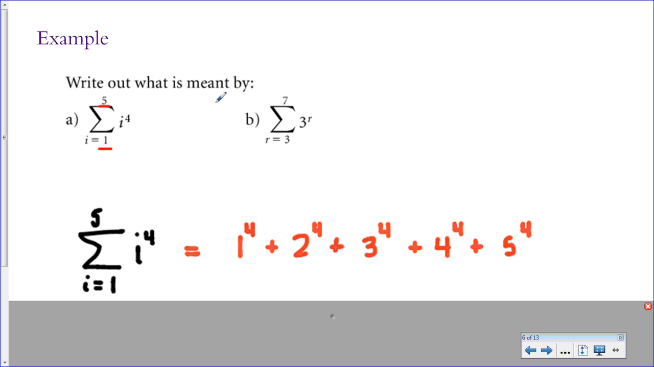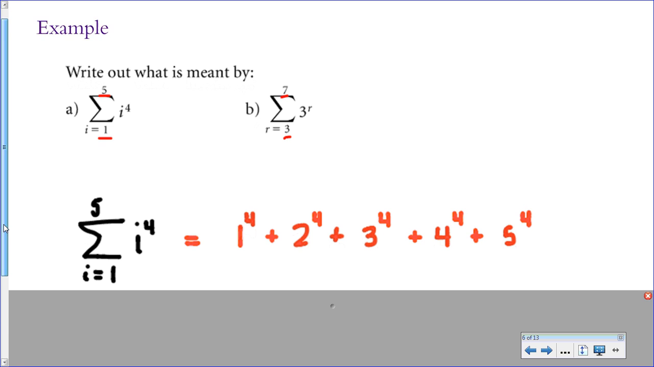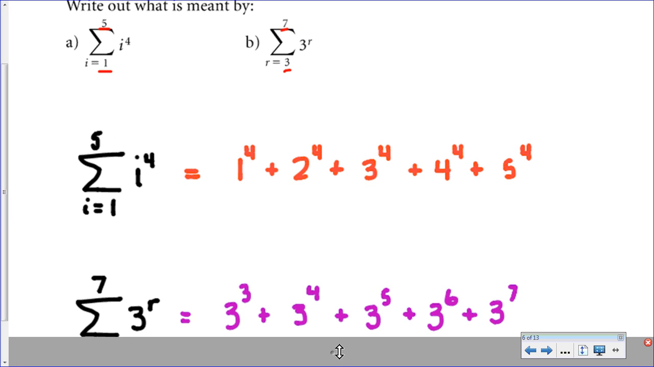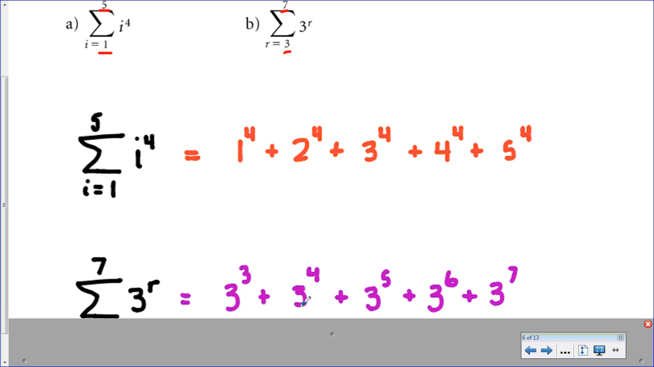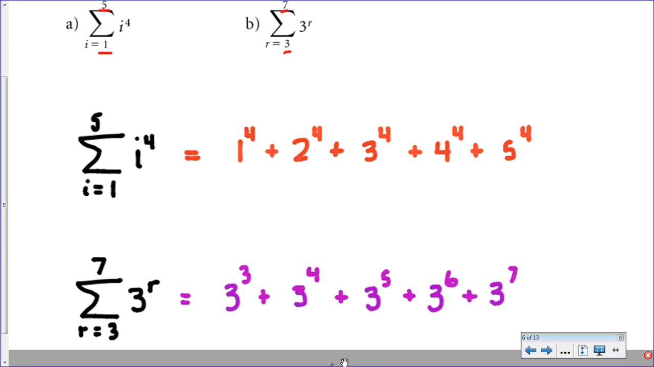In the second example, the variable they're using is R. This time the variable is in the exponent and the base is constant. The base is 3. I want us to figure out the sum of the 3rd term up to the 7th term. So that would look like, scroll down here, plugging in 3, 4, 5, 6, and 7 wherever you see the variable, which is in the exponent. And here they're not asking you to evaluate it. They just wanted you to write it out so you could see what the notation was all about.